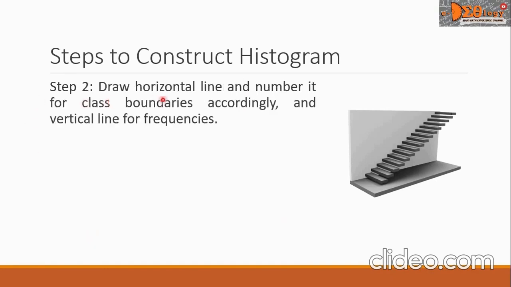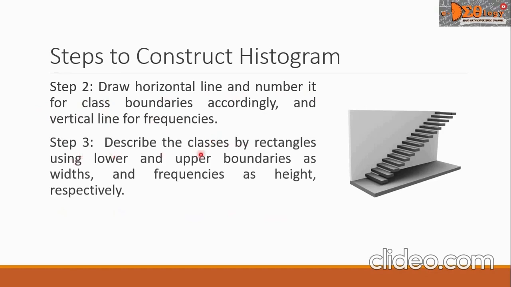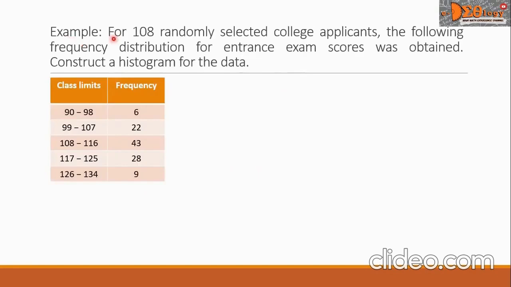Step 2. Draw horizontal line and number it for class boundaries accordingly, and vertical line for frequencies. Step 3. Describe the classes by rectangles using lower and upper boundaries as widths and frequencies as height, respectively. Let us see one example. For 108 randomly selected college applicants, the following frequency distribution for entrance exam scores was obtained. Construct a histogram for the data.